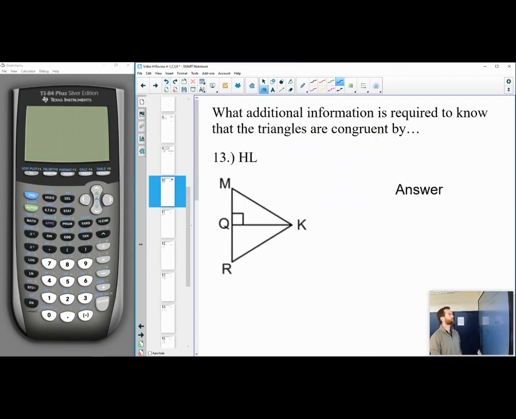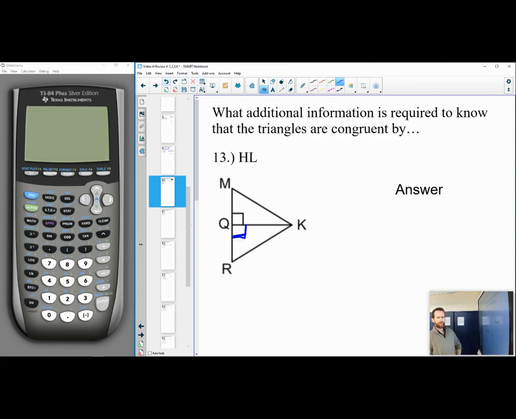Let's move on to number 13. What additional information? Same directions. Let's jump right in. So here we're using HL. So we need to have 90 degrees here. And we see 90 degrees. I see 90 degrees right there, which means automatically this other angle is also 90 because they make a linear pair. There's a semicircle right here. So they both have to be 90. We remember that from earlier chapters.